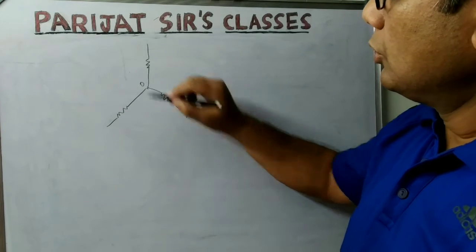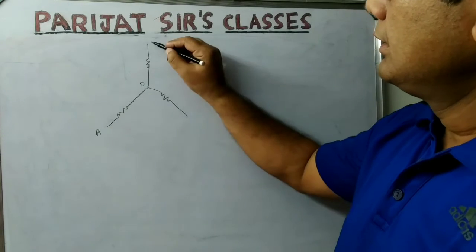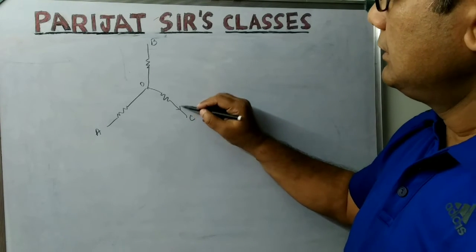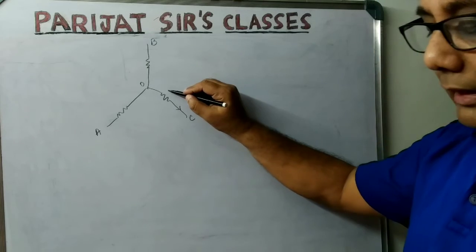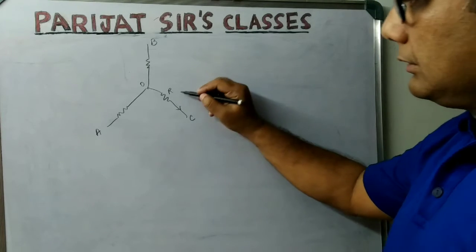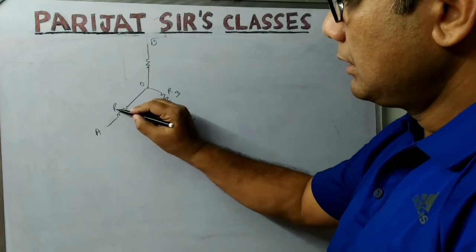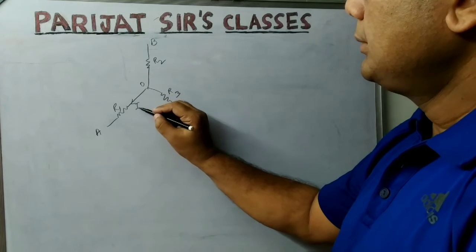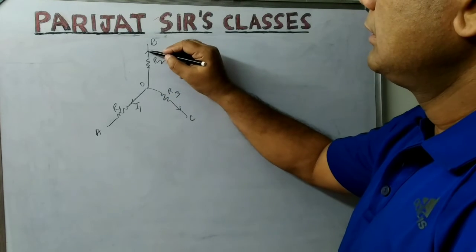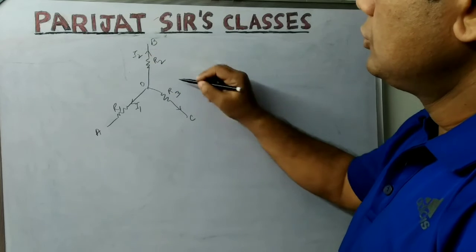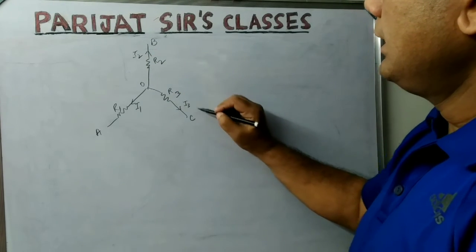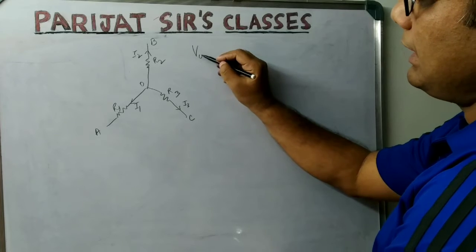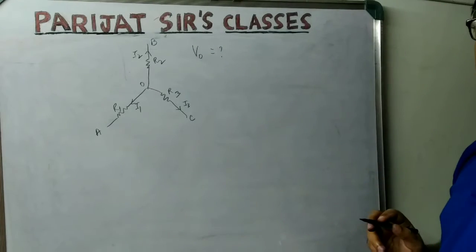So this is point O, this is A, this is B, this is C. Supposing all the resistances are of the same value. They are R3, R1, R2. Current coming out is I1, I2 and I3. So they're asking what is the potential at O? What is the potential at O?